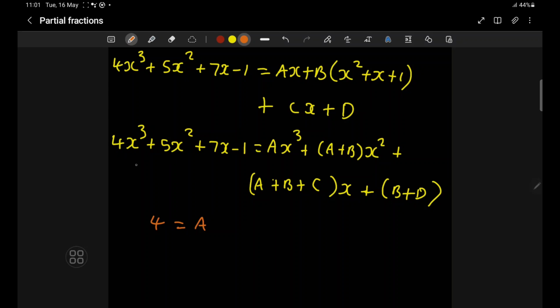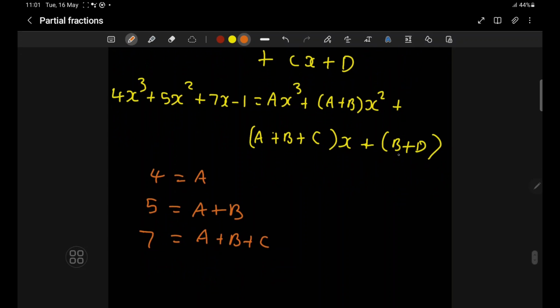And then the coefficient here is a plus b, the coefficient here is 5. So we have 5 is equal to a plus b. And then the coefficient here is a plus b plus c. Here the coefficient is 7. So we have 7 is equal to a plus b plus c. And finally, the constant here is b plus d, and here it's negative 1. So we have negative 1 is equal to b plus d.